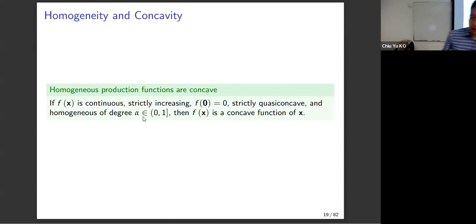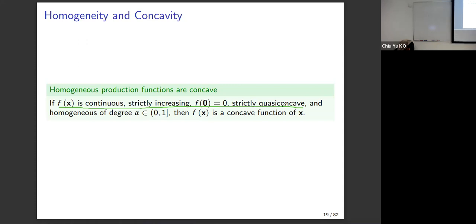Let me repeat. The first line, I don't think we have any issue, because this is the assumption we've been using: continuous, increasing, zero at zero, and quasi-concave. What's new here is homogeneous of degree no more than one. That means it's either decreasing returns or constant returns. Remember, constant returns is what? Double input, double output. Less than one means double input, output less than double. So if you have these two, that's concave.